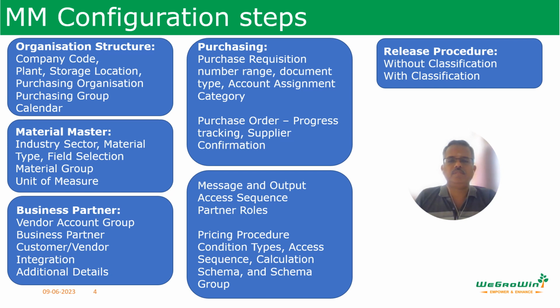Here we see various steps involved in MM configuration. In this session, we are going to discuss the release procedure for purchasing documents like purchase requisitions and purchase orders, with classification and without classification. Release procedures, that is approval methods, can be configured for purchase requisitions, purchase orders, RFQs, outline agreements, or service entry sheets. And this is the same for all. So if you master one method, then you can do everything.